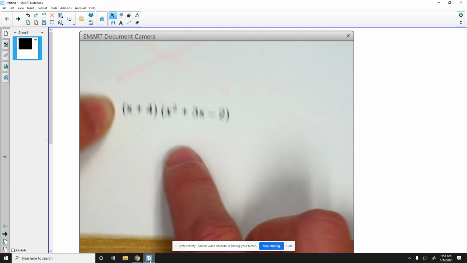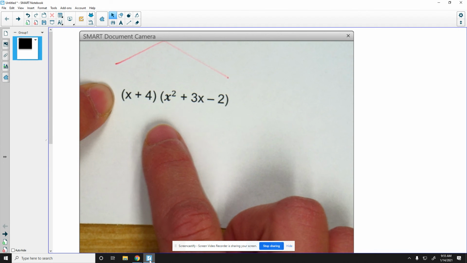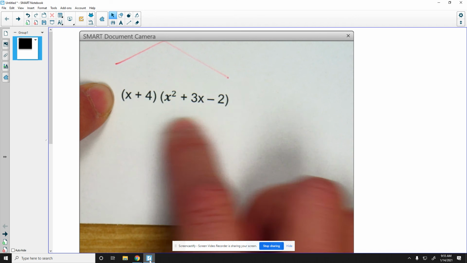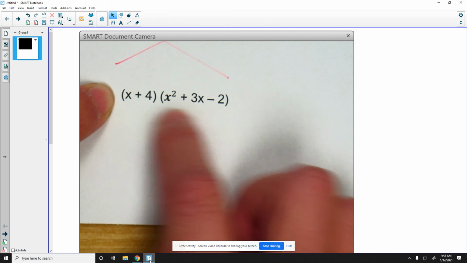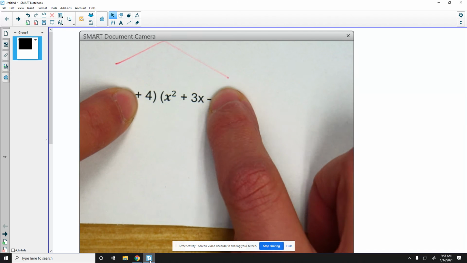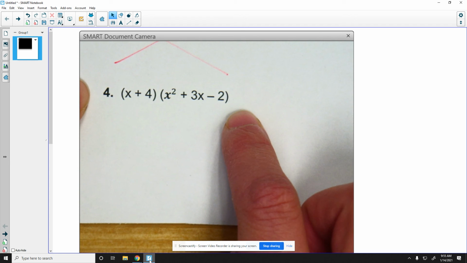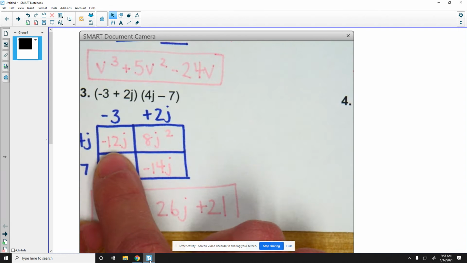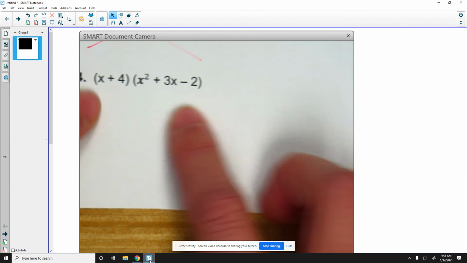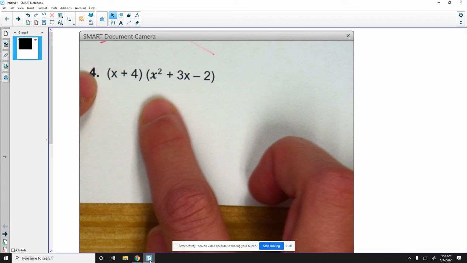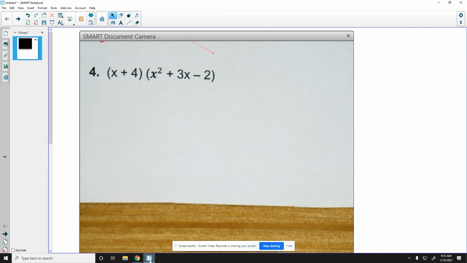Because think to yourself, okay, well, you can do firsts, I guess. You can do outers, but what about inner? Which one is the inners? Because you have 3 on the inside, right? So FOIL does not work. So honestly, if you want to do the box method, great, do the box method, or you can distribute. So I'm going to show you just how to distribute, okay? And I can show you for the next one, the box method.